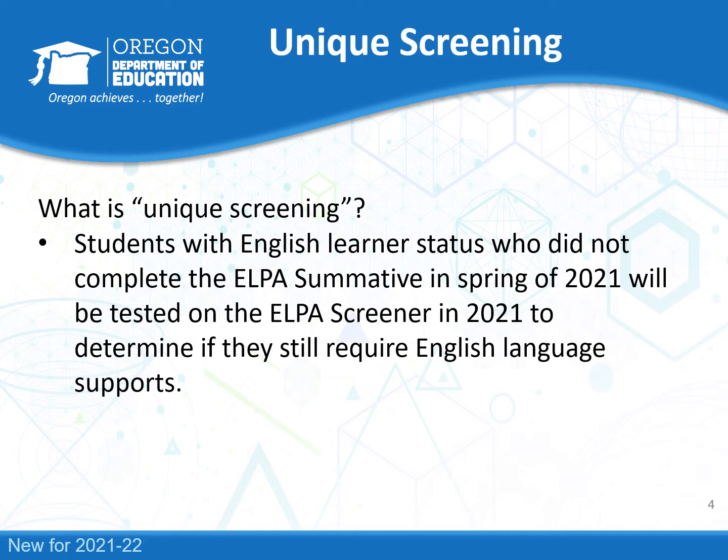All students who were eligible to participate in ELPA summative testing in 2021, but did not, are eligible for unique screening. A student who opened a summative opportunity is considered a participant, even if they did not complete the test. There is no need to consult historical records for testing in 2020 or before to determine unique screening eligibility.